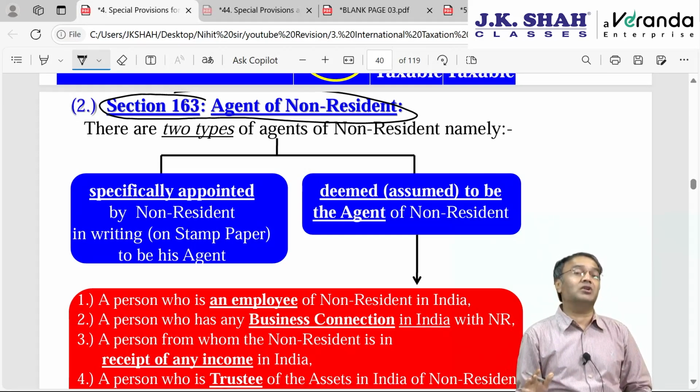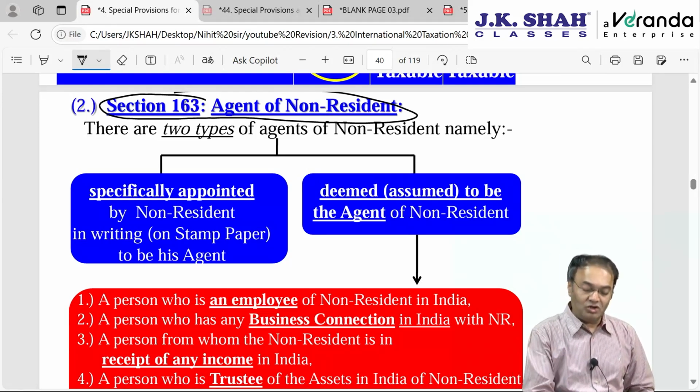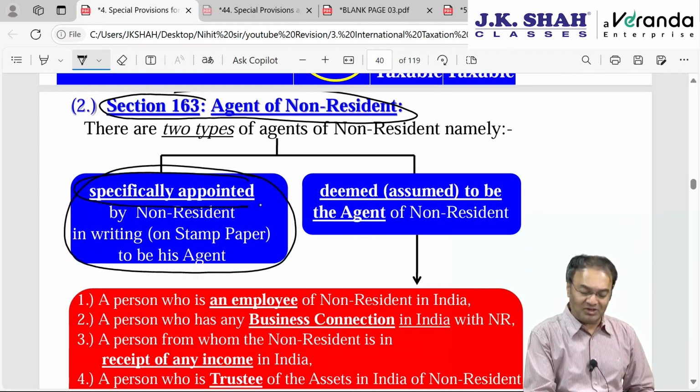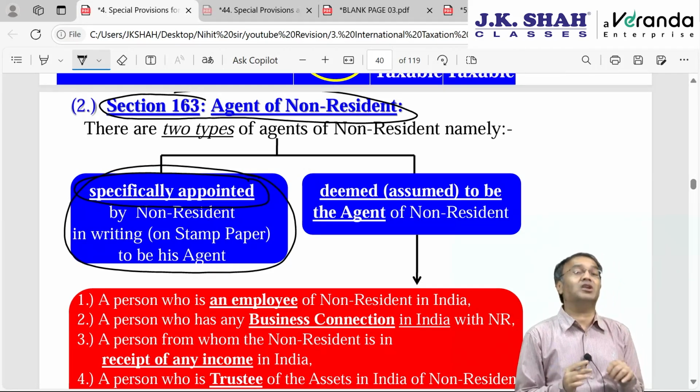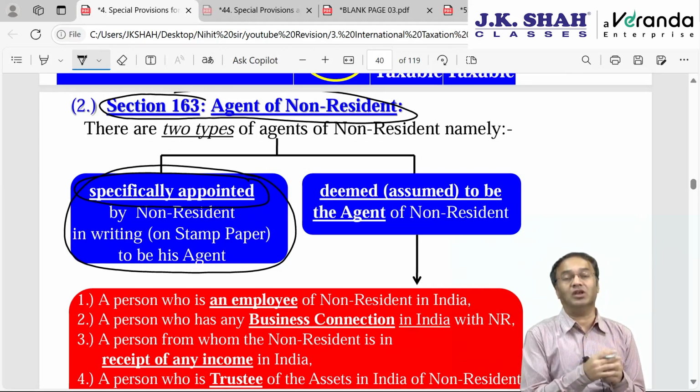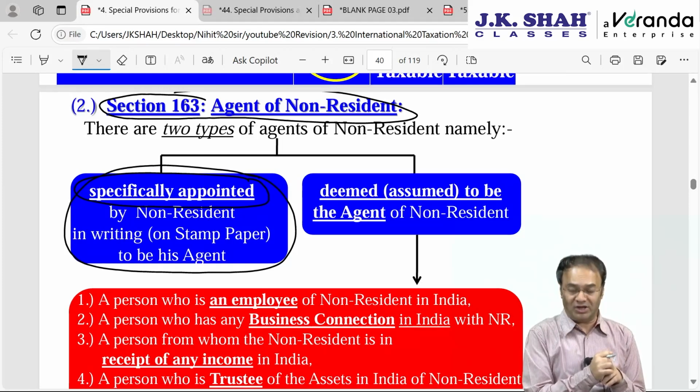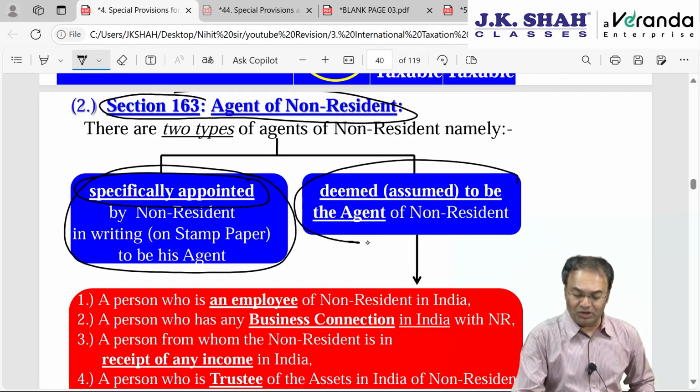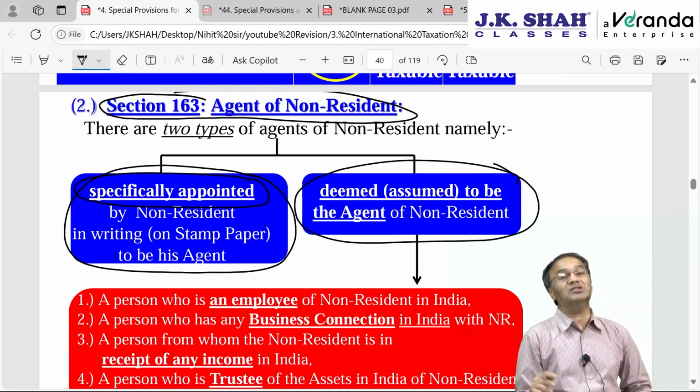So non-residents are supposed to appoint somebody as their agent in writing on a 500 rupee stamp paper. That person will be called a specifically appointed agent. Generally, non-residents appoint their chartered accountants or lawyers to be their agent. However, by chance, due to being unaware of this provision, if a non-resident does not appoint anybody, then somebody can be deemed to be the agent of the non-resident. Deemed to be means assumed to be.